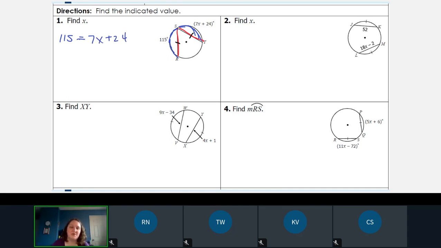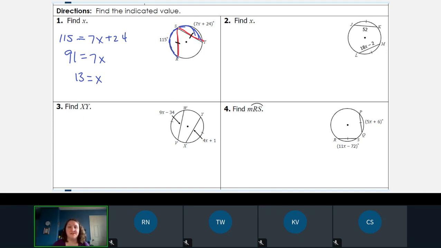Cool, well, that was the geometry part of this problem. Yeah, Rachel, you got it. Now we play algebra. Subtract 24 from both sides. Divide by 7. Cool. Good job, Rachel. Yay. And it was just asking us for x, so we're done. We have x equals 13.